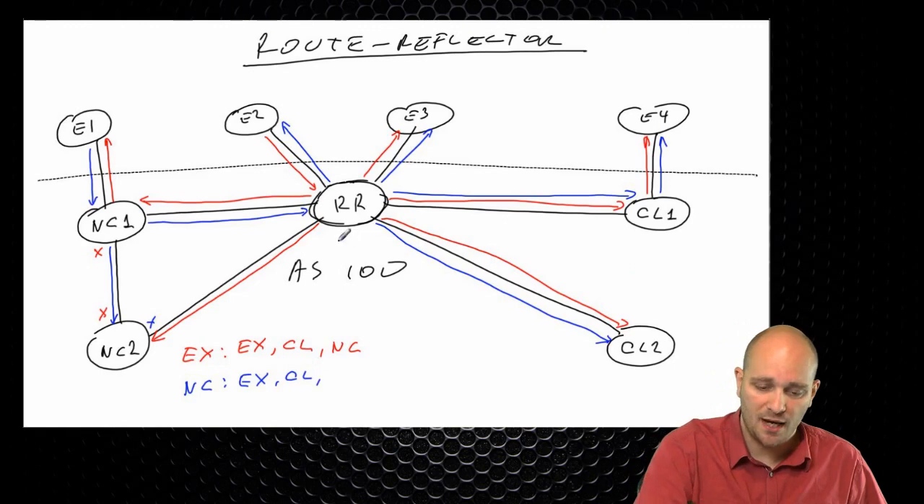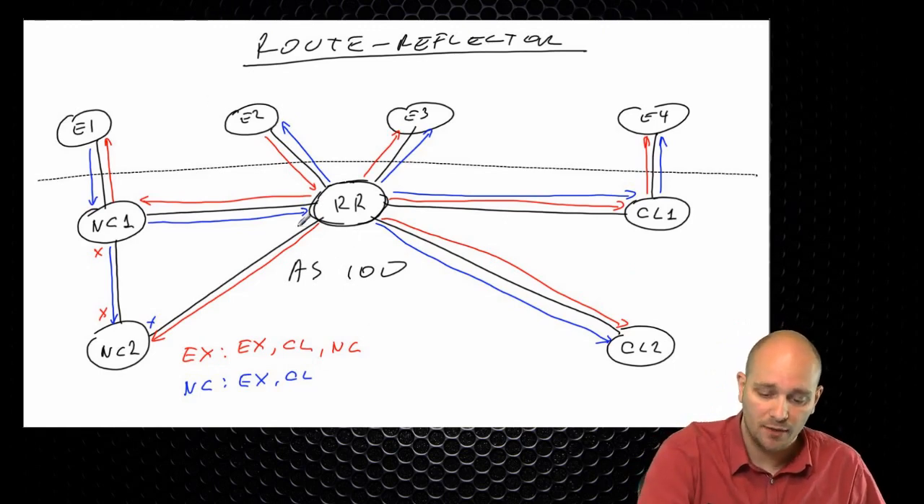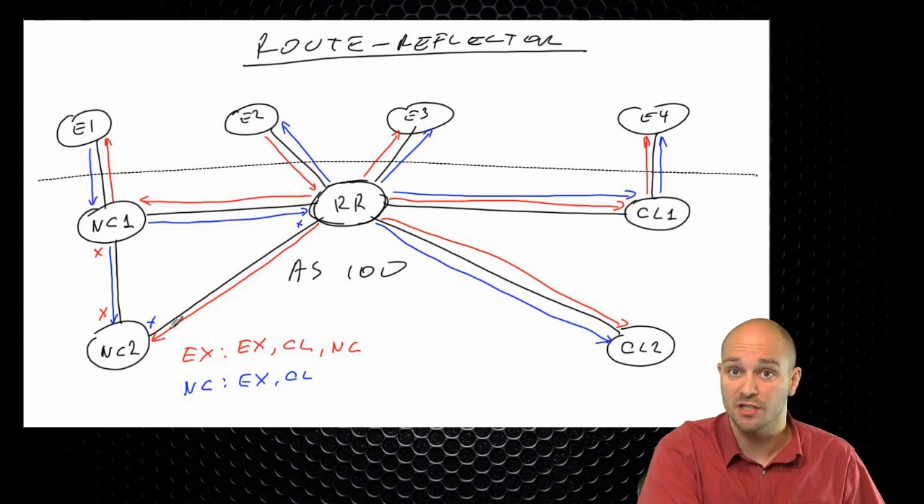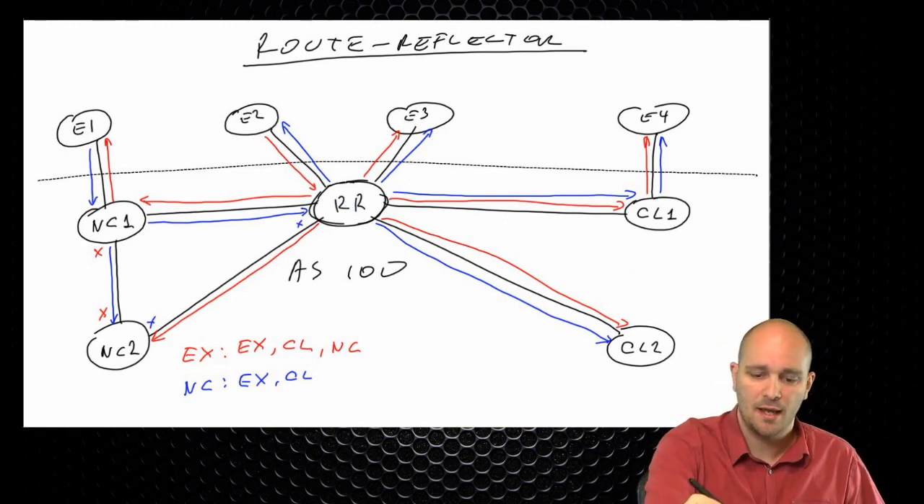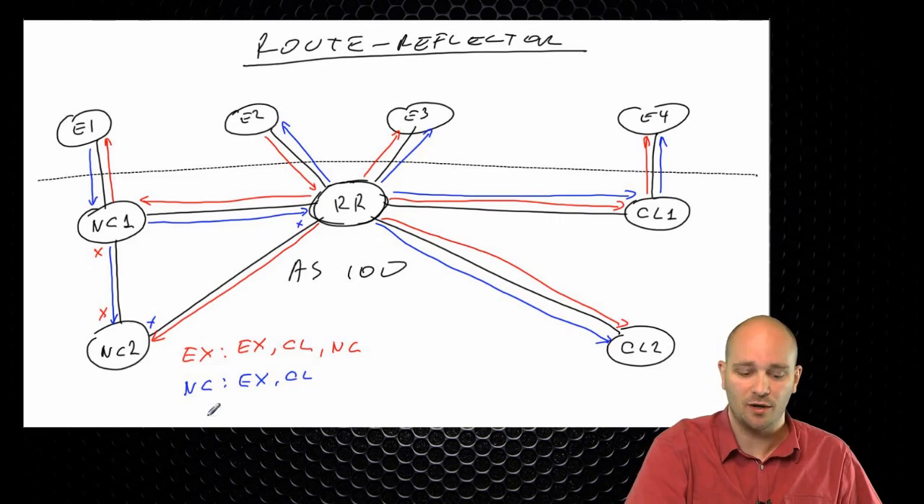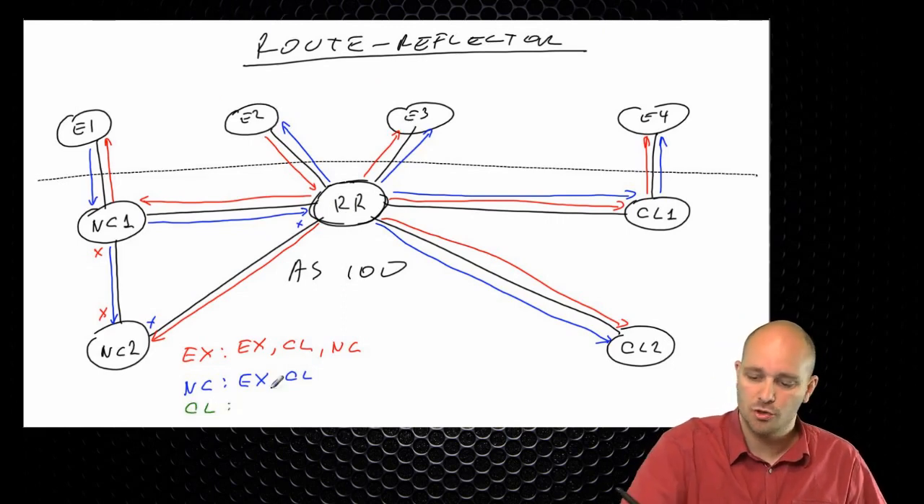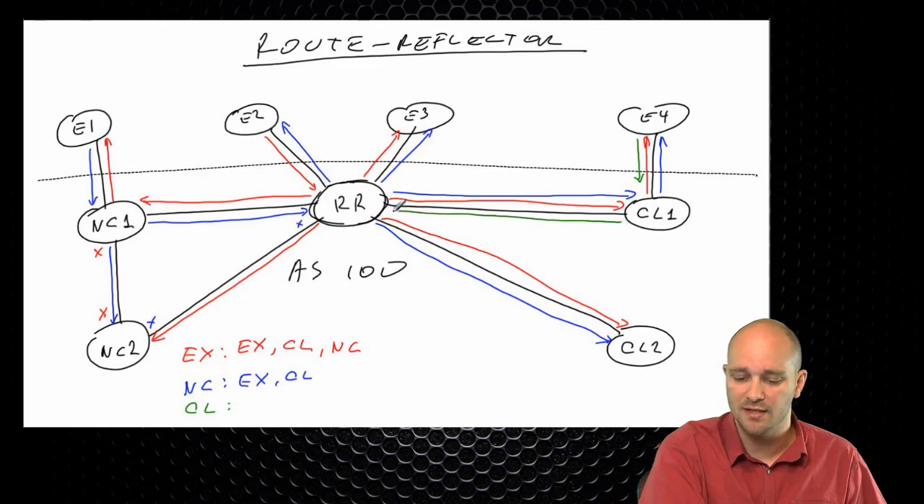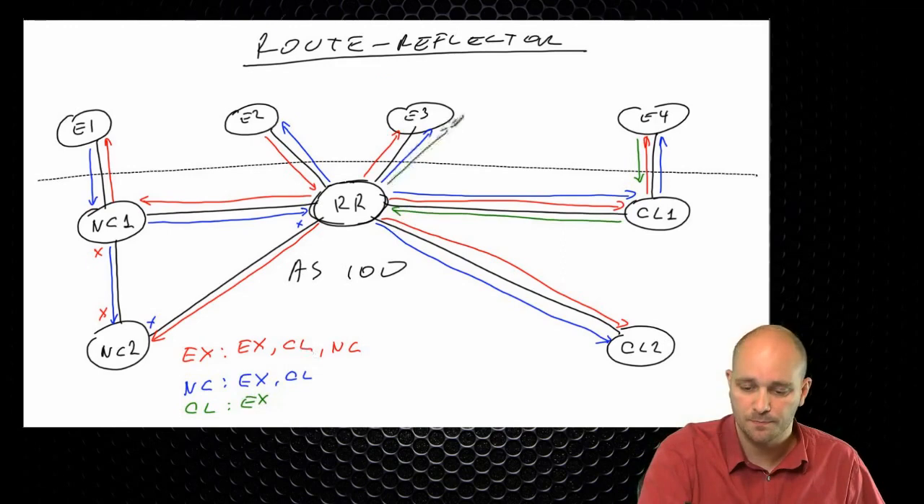But it will not be advertised to non-clients because these two, non-client 2 and route reflector, are just regular IBGP peers. Now, let's see what happens when we receive the route from a client. So let's say that the client here receives the route. This route will be advertised to the route reflector, and this will be sent to external peers.